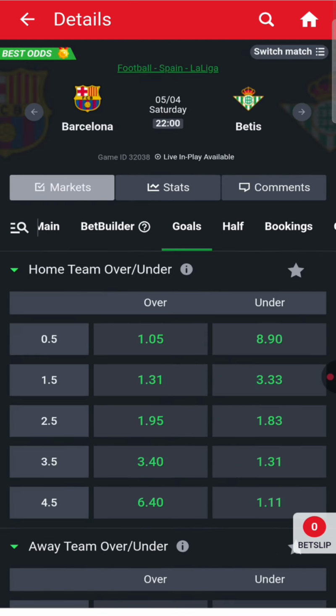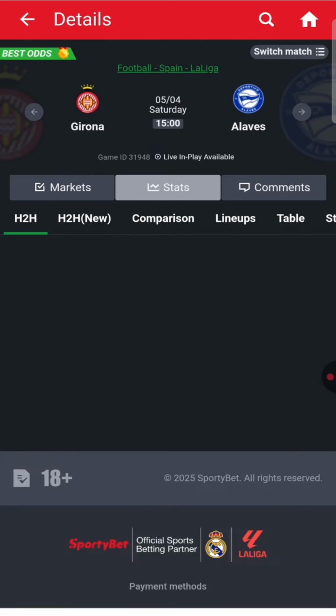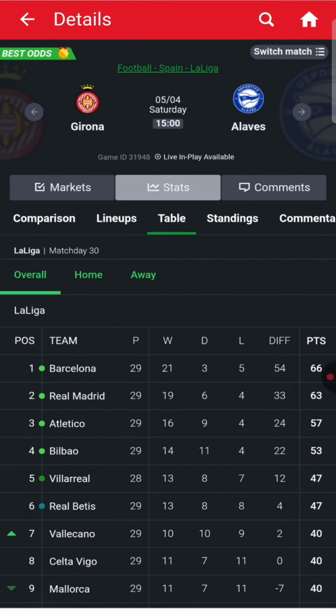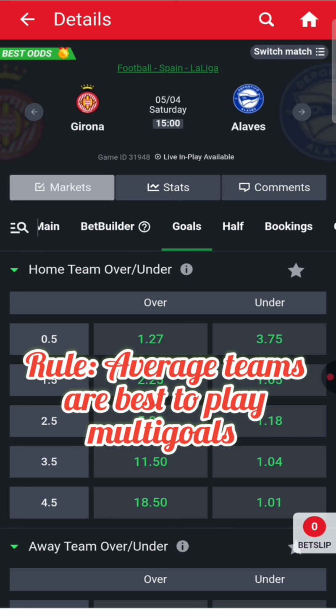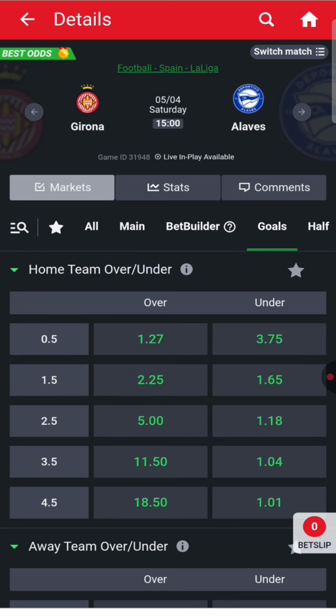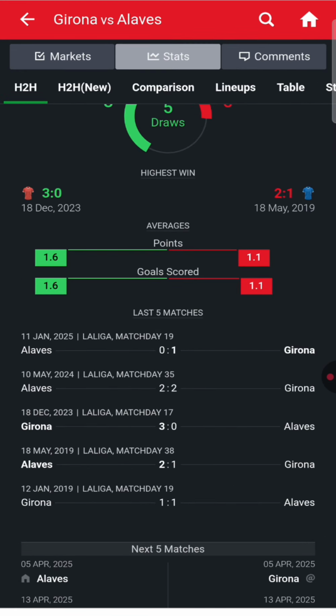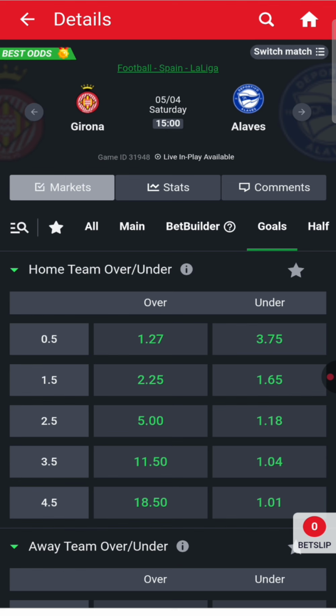Now for those that don't have a very strong team against a lesser team, like for example Girona and Alaves, if you go to their table, you find out that these teams are not well to do. What do you play in this case? You don't need to play over. If you want to play home over, you still need to go to the H2H statistics, and there you see that Girona has been scoring goals. There's never been a time they have not scored against Alaves. So in this indication, you can still give Girona a 0.5.